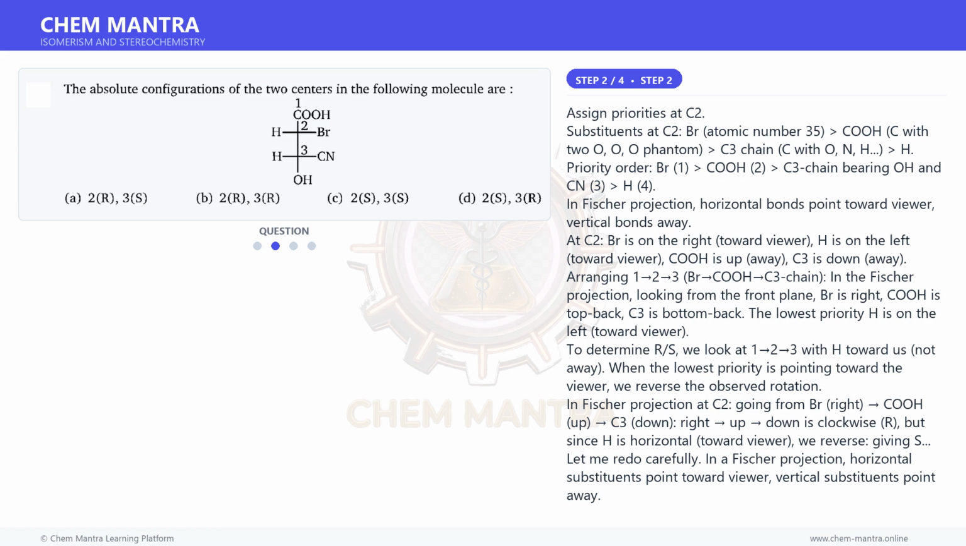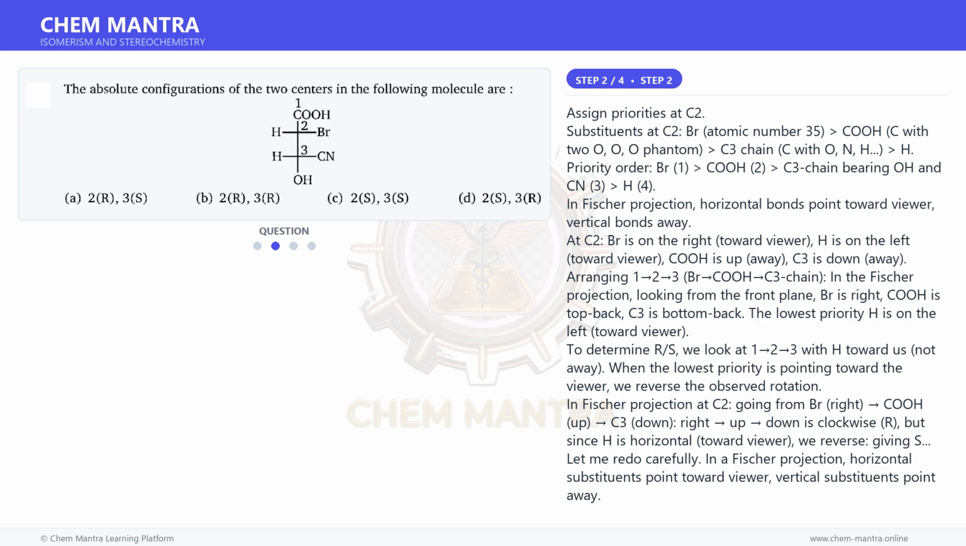Let me redo carefully. In a Fischer projection, horizontal substituents point toward viewer, vertical substituents point away from viewer. At C2, H, left, toward viewer, Br, right, toward viewer, Q up, away from viewer, C3 down, away from viewer. Lowest priority H is toward the viewer. We read 1 to 3 and then reverse.